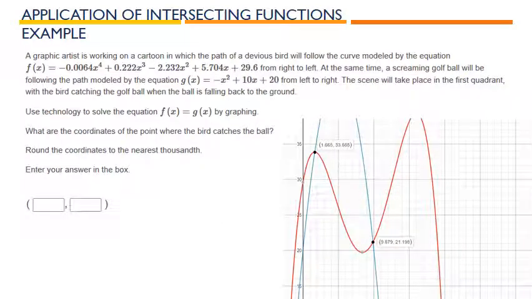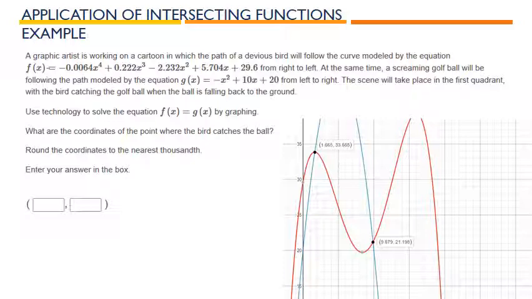All right, so the application of the intersection, here's another one. A graphic artist is working on a cartoon in which the path of a devious bird will follow the curve modeled by an equation. You've got the equation there from left to right, and that's the red curvy one. At the same time, a screaming golf ball will follow a path modeled by the other equation.